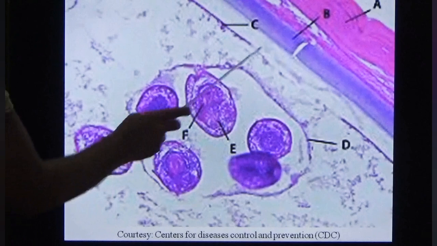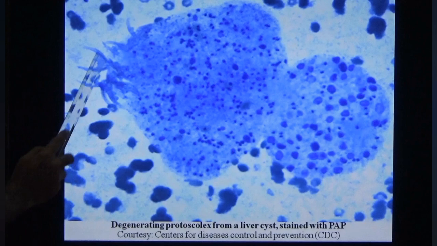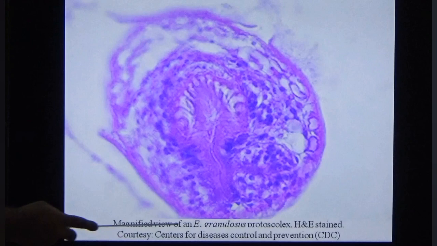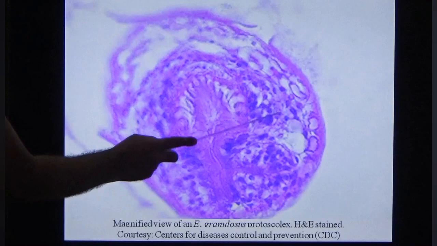And this is the protoscolex. You can identify it with the PAP stain, and with the HE stain you can identify the protoscolex. Each protoscolex we are able to identify. Okay, so that's about the histology.